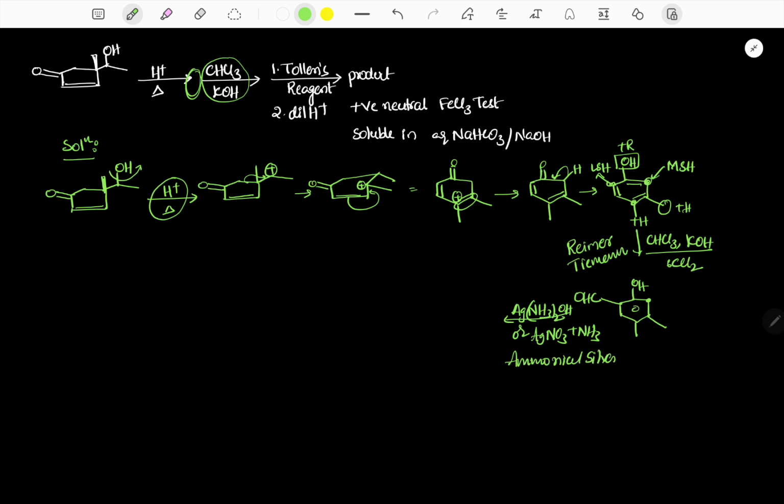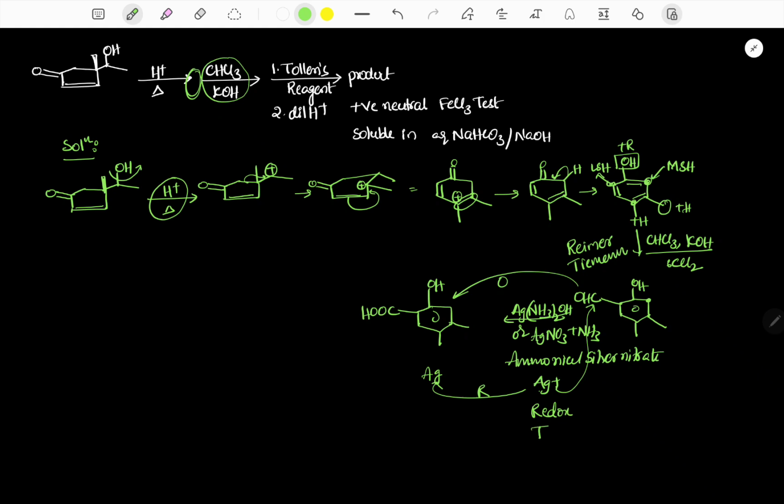Ammonical silver nitrate. So Tollens reagent having the Ag+. So Ag+ oxidizes CHO, and the corresponding answer is, after acidification, COOH, and Ag+ will be reduced to Ag. It is oxidized, it is reduced, it is simply a redox reaction, also known as the Tollens test.